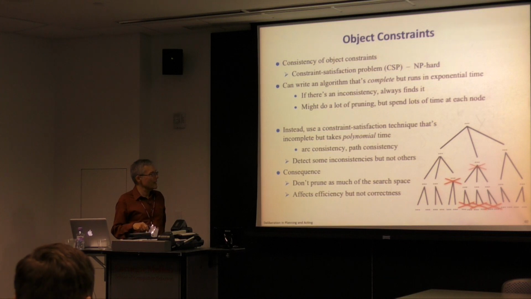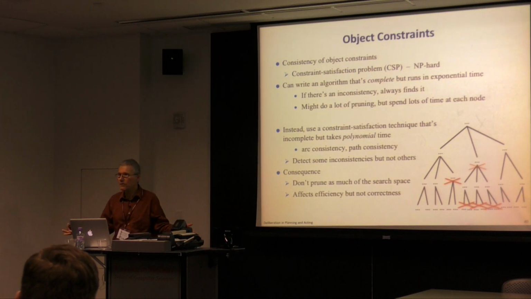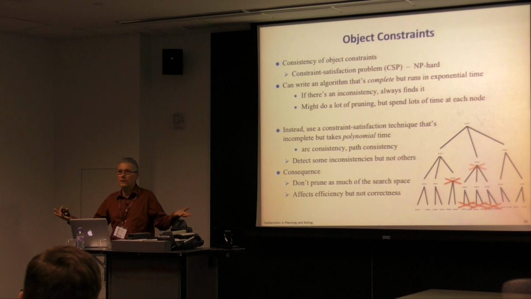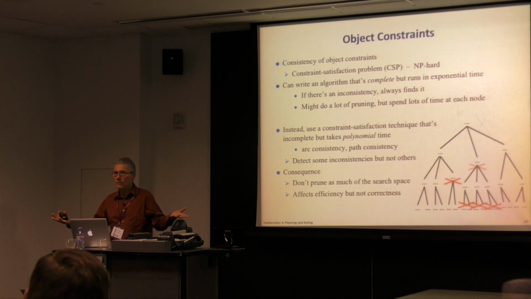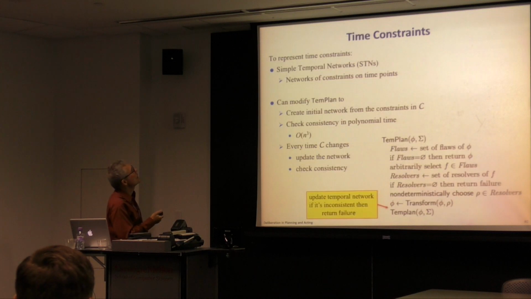Consequence is that it might not prune as much of the search space. Rather than pruning something up here, you might go down to here before you detect inconsistencies. That's okay. You're still going to detect them eventually. It means you'll be exploring a larger part of the search space. Okay? It's basically a question of efficiency, not correctness.